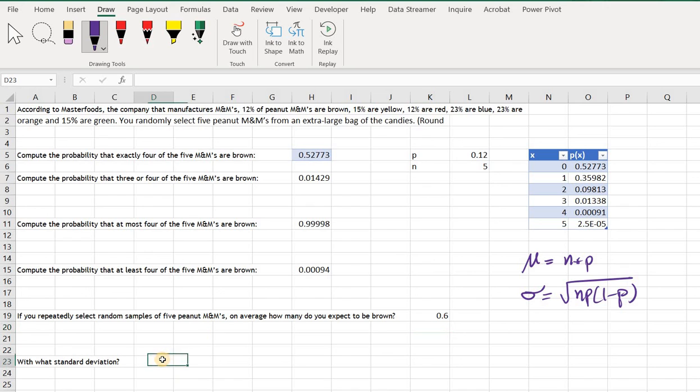And then the standard deviation is equal to, I'm going to type the formula as I see it. I see a square root, so I'm going to type it. n is 5 times p, 0.12, times, open parentheses, 1 minus 0.12, close the parentheses, close the square root. And that will be the standard deviation. So this is how you're going to answer this type of question. I hope this was helpful.